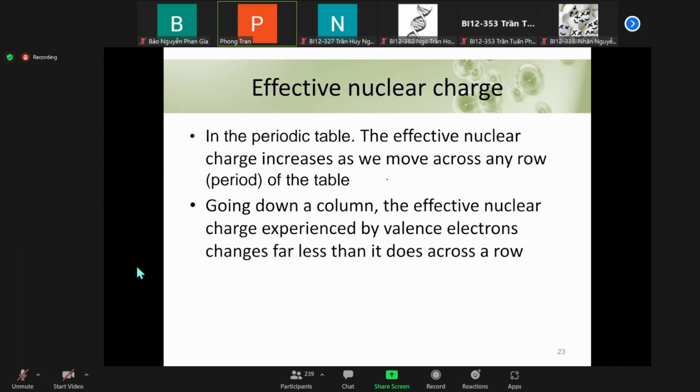So, in the periodic table of elements, the effective nuclear charge increases as we move across any row of the table. If you go down a column, the effective nuclear charge experienced by a valence electron changes far less than it does across the rows. That means when you consider the effective charge of the elements in one row, the change is more significant than when you consider the change in one column.